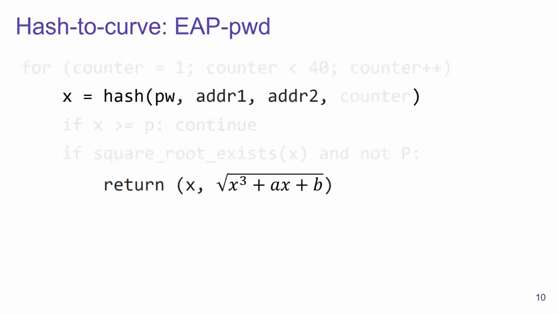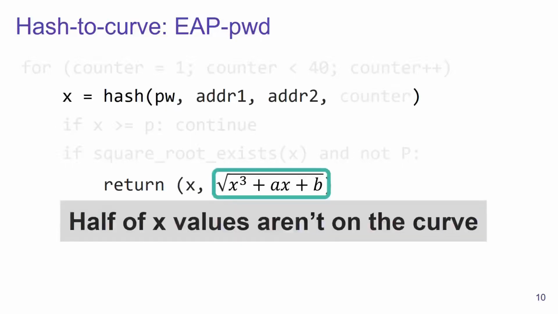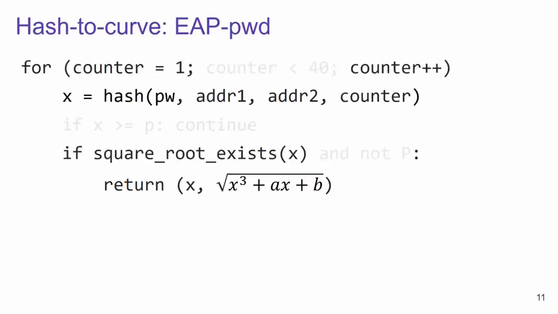Unfortunately, not all x values lie on the curve. In particular, only half of the x values lie on the curve. For the other half, we need to find a solution. And what did the designers decide to do? Well, they included a counter in the hash function. And in case the x value does not result in a y value, in that case, we simply execute a new iteration with the counter incremented by 1, which results in a new x value that hopefully does lie on the curve.